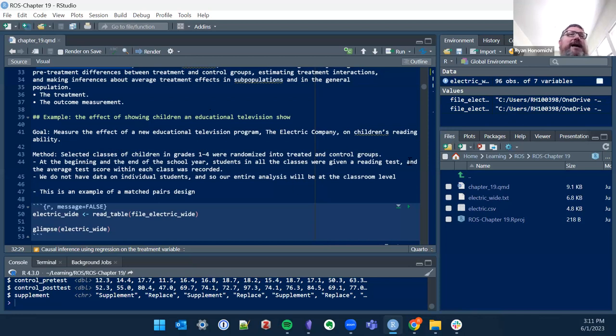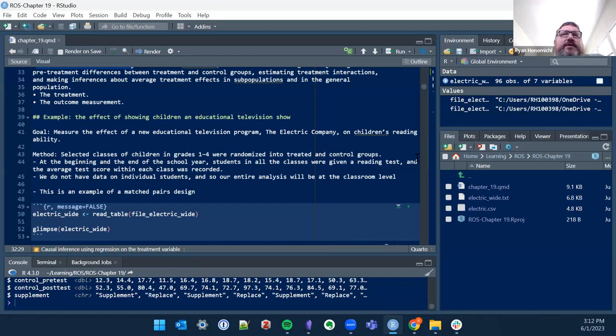So we have classes of children in grades 1 through 4, and they were randomized at the classroom level. So these are cluster randomized, not individually randomized. They were randomized into treated and control groups. At the beginning of the year, kids did the reading test, and they did it again at the end of the year. We don't really have individual student data. We could have a more nested data set, with students nested within classrooms, and classrooms nested within schools. We're only focused on the classroom level.